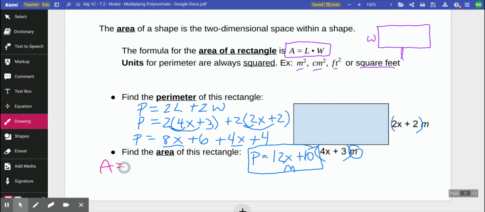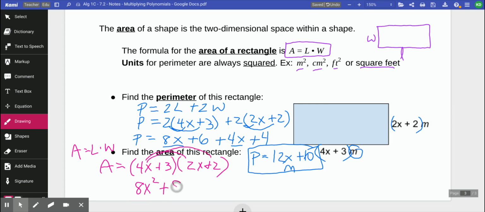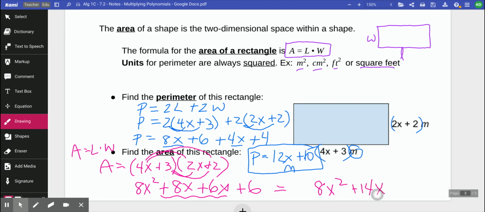Area is length times width. So length is 4x plus 3. The width is 2x plus 2. Right, this is our formula. Area equals length times width, which is right up above here. So now we have to double distribute. So 4x times 2x is 8x squared. 4x times 2 is 8x. 3 times 2x is 6x. And 3 times 2 is 6. Again, don't forget to combine those middle terms, right? So this is going to be 8x squared plus 14x plus 6.